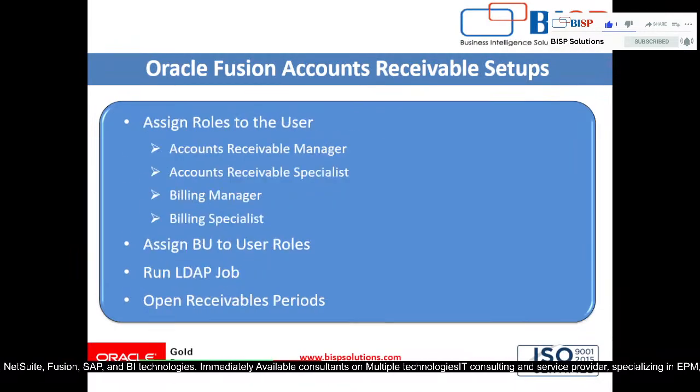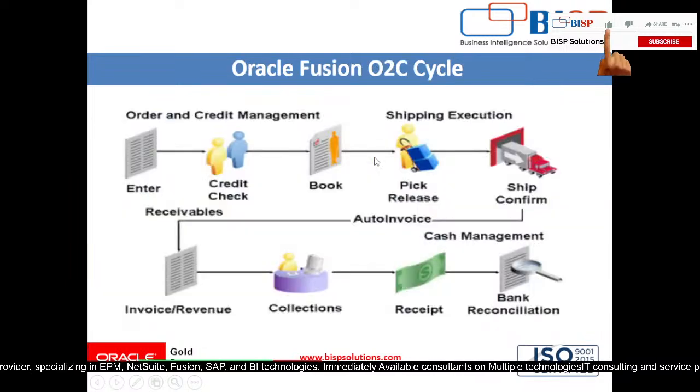And we have the next one, assign role to the user and assign view to the user role and run the LDAP job. So we have already done how to define the roles to the user and how to assign the business unit to the user roles, and how to perform the LDAP job so that we can synchronize our roles to these applications. And this is receivable periods, right? No issue. And so this is Oracle Fusion O2C cycle.